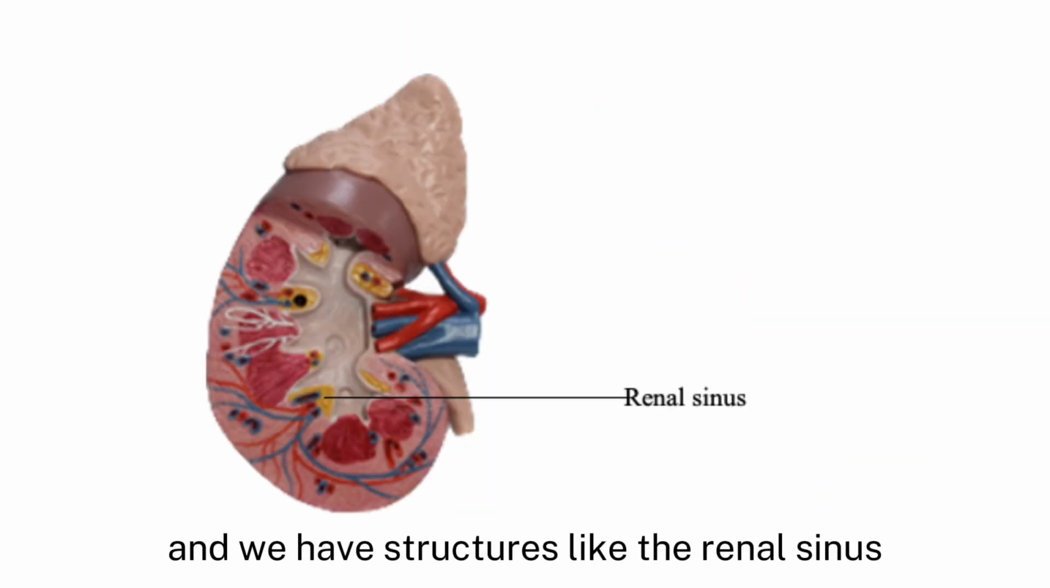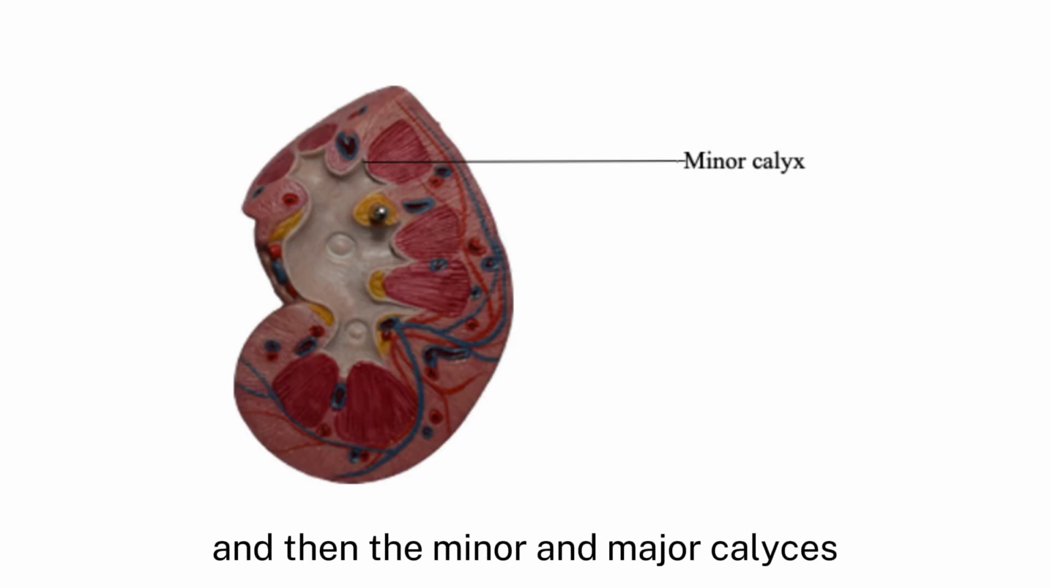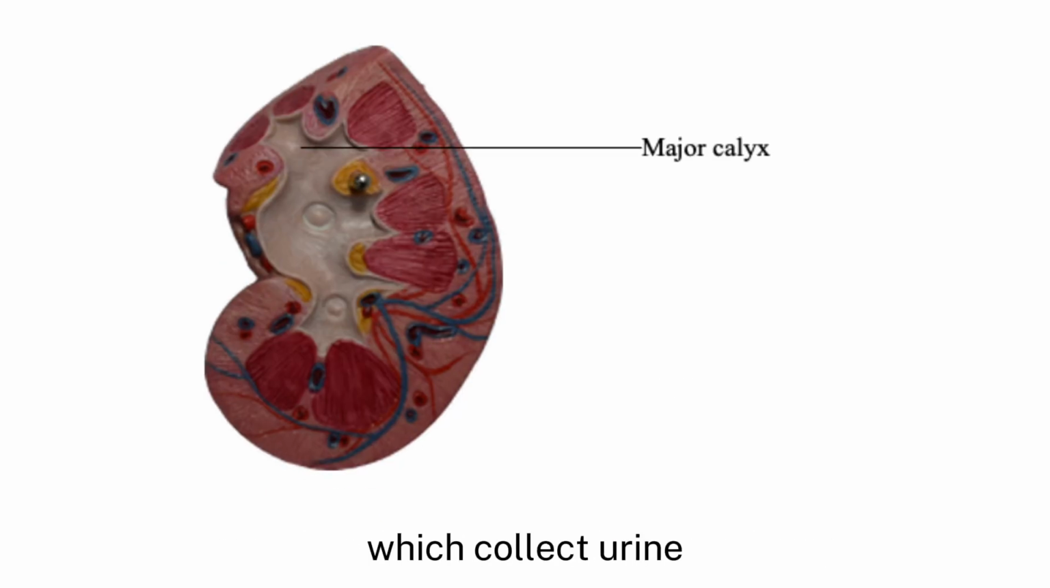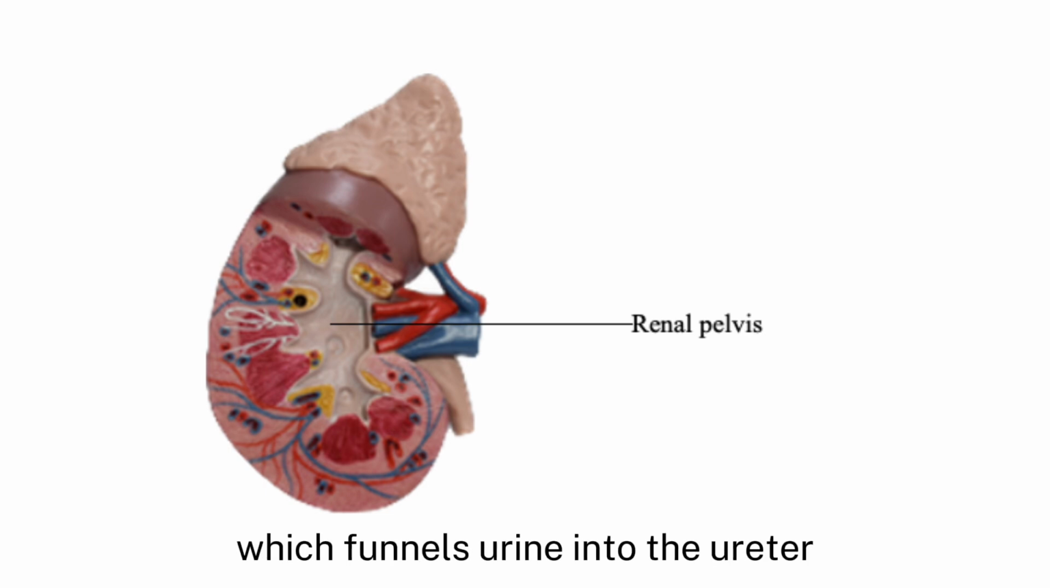Now, whenever we zoom into the kidney, each kidney is divided into renal lobes, and we have structures like the renal sinus, which is like the cavity of the kidneys, and then the minor and major calyces, which collect urine, and then these drain into the renal pelvis, which funnels urine into the ureter.